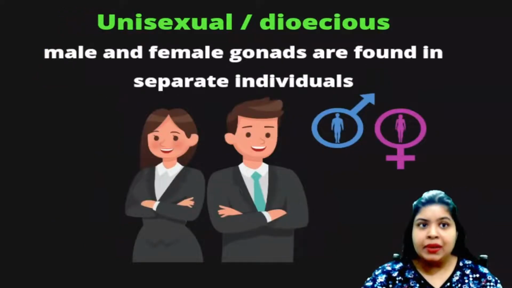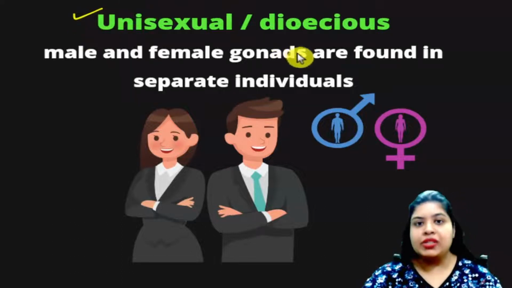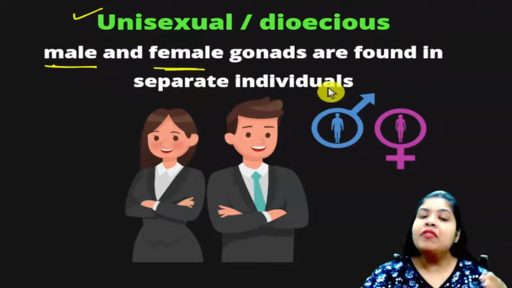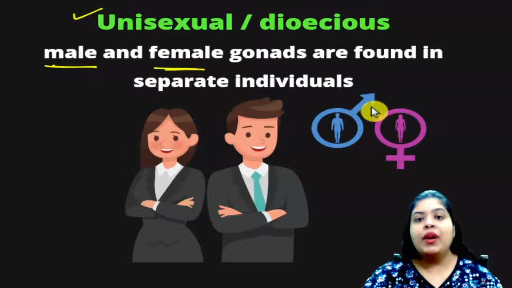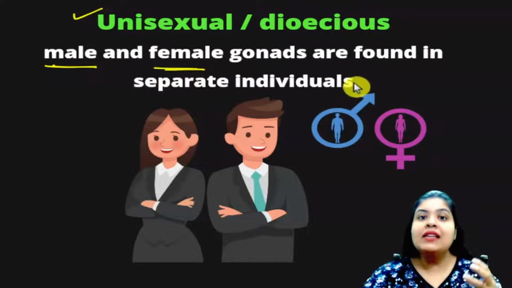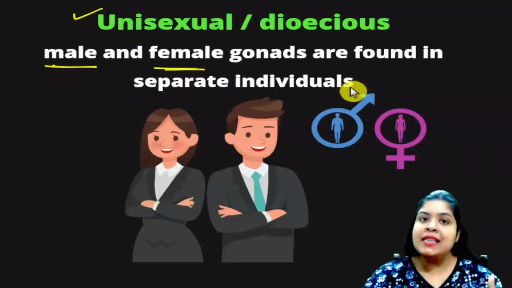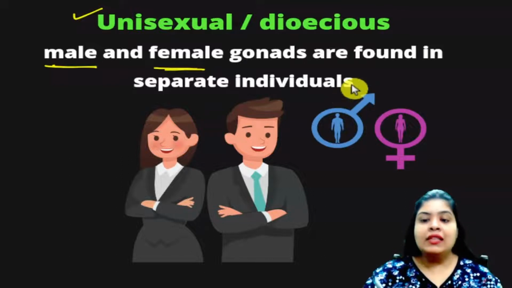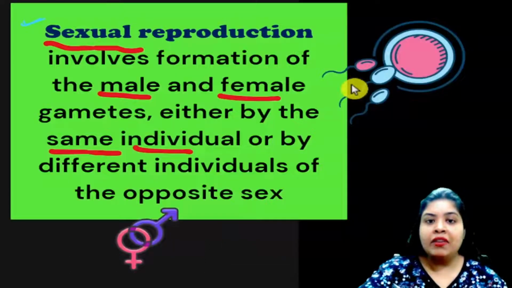So for example, human beings are unisexual, or you can also call it dioecious. Here we have male and female gonads found in separate individuals. So this is a case where dioecious organisms are involved, and here we have opposite sex, and two individuals are involved in the sexual reproduction. Fine. So this line justifies what we have read earlier.